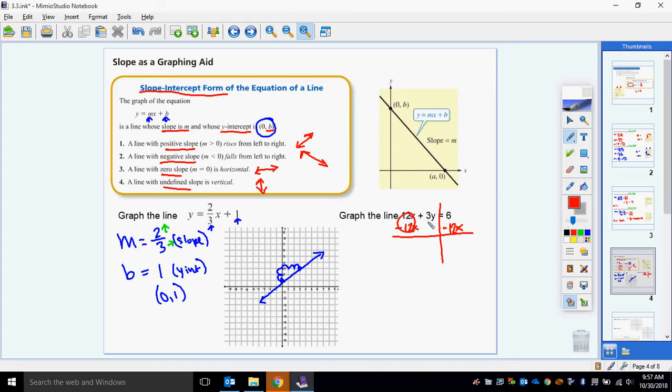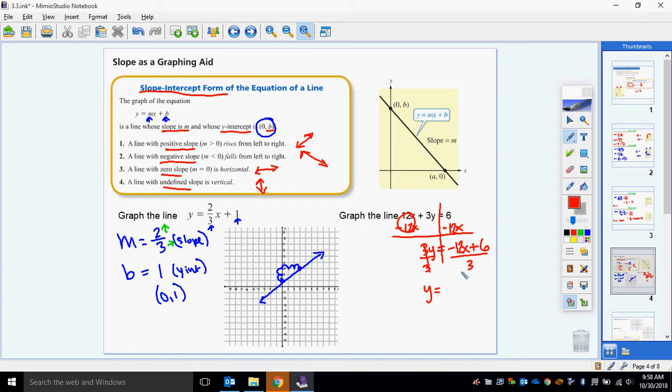Those would zero out. I can drop down my 3y. And remember, these aren't like terms, I can't combine them. So typically we want to write our x value first, so it's a negative 12x, and then it's a positive 6. But y still isn't alone, I need to divide by 3 to undo those. And then I need to divide this whole side by 3.